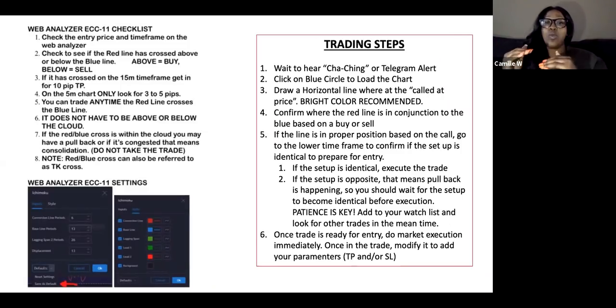When I actually wait for the lineup, I've only experienced maybe 10 to 12 pips pullback or drawdown before it went back into the right direction. So that can vary from person to person. So that's literally it with that.